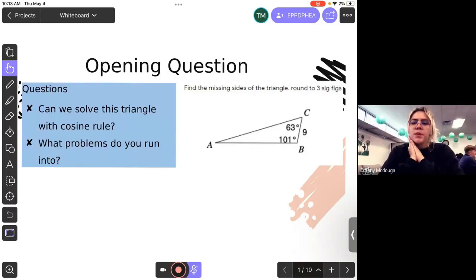Good morning, mathematicians. We are going to start our notes on Sine Rule today. Go ahead and grab your pencil and write your objective. Let's dive in. So we're going to look at this opening question first.